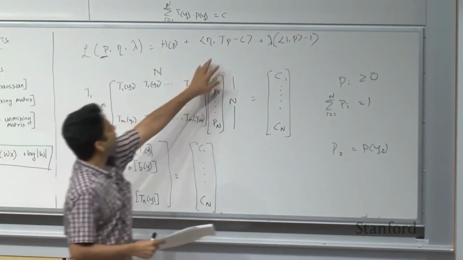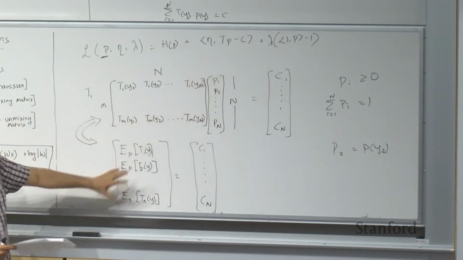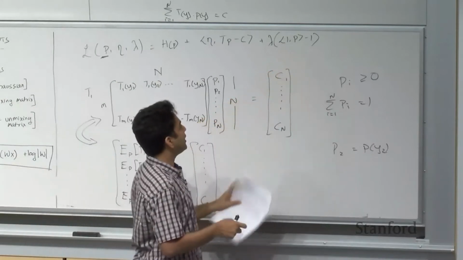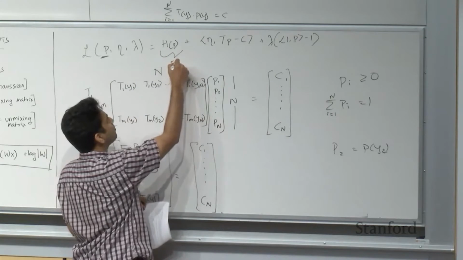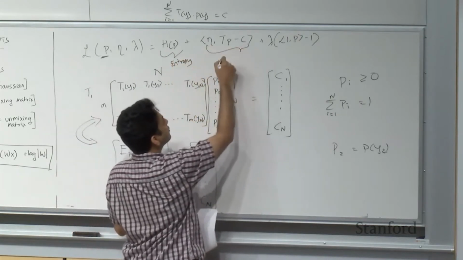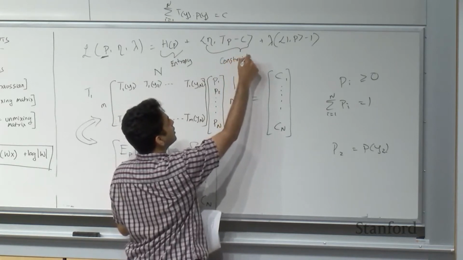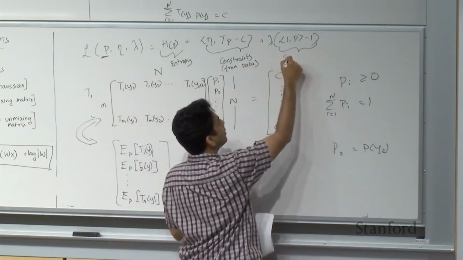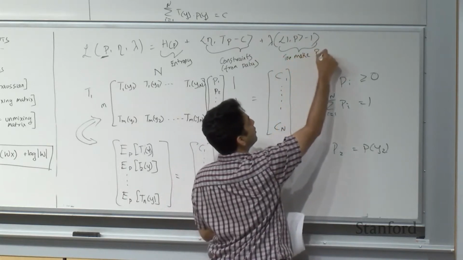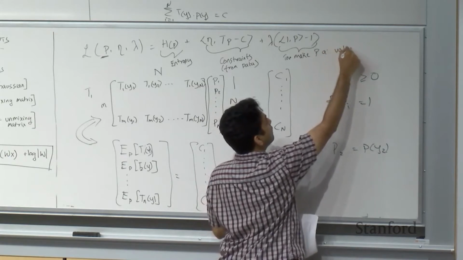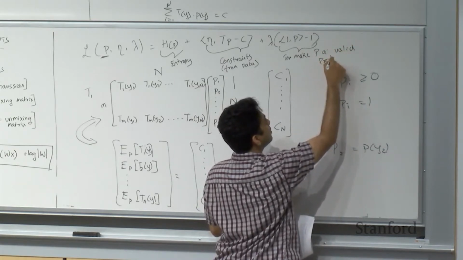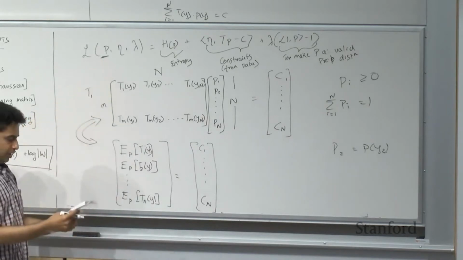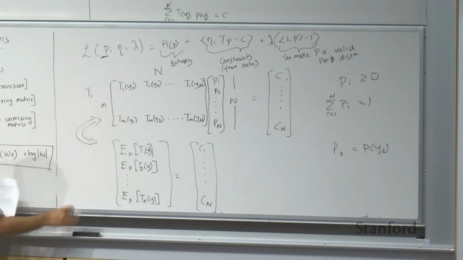Right, and so this is the set of constraints, right? So Tp minus C is the set of constraints that should be equal to 0. So this is the entropy that we want to maximize. This is for the constraints from data generally, right? And this is to make P a valid probability distribution, right? So we construct this Lagrangian, and we pretty much just solve this optimization problem from this Lagrangian.